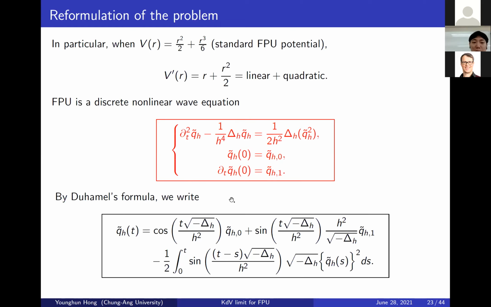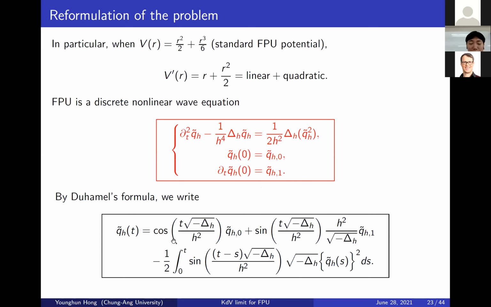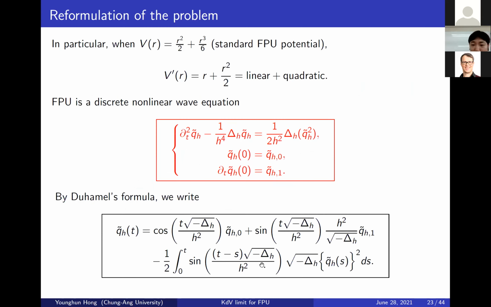Using the Duhamel formula, we may write this equation in this way. Here there are cosine and sine operators, defined as Fourier multipliers; that is, on the Fourier side, these operators are multiplication by this symbol. But these cosines and sines are complicated, so we separate cosine and sine using the identity we know for trigonometric functions, splitting into exponential operators from the cosine and sine operators in this Duhamel formula.